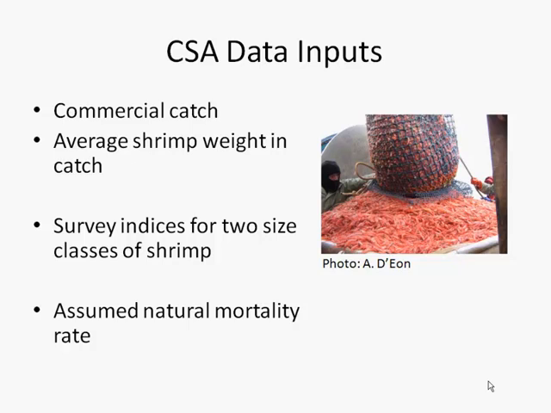And then the other thing is that we have survey indices for two size classes of shrimp, and I'll talk about this a bit more in a minute. At this point, the survey indices used in the CSA are from the summer survey. The reason for that is primarily because we think that survey is probably the best indicator of the stock status of the shrimp, for all the reasons that Maggie talked about and we discussed. However, as an aside, I think Katie's going to talk about this, we are expanding the CSA to include other surveys as well.